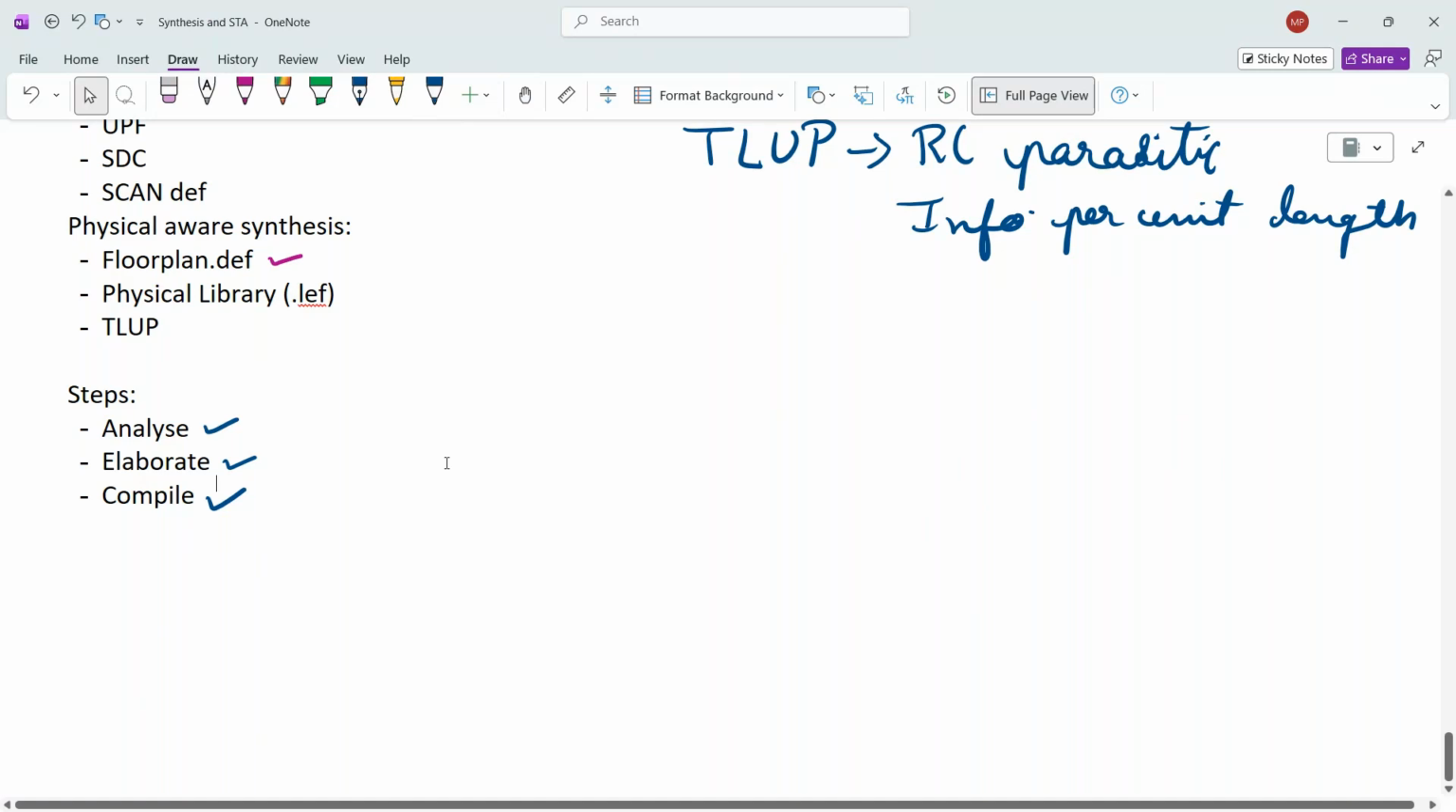Right. So these are the steps, and after these steps the output is generated. So we can do certain checks like timing, setup check, cap and RAN violation, and power report also we can check. Right. So these are the things that we are going to do in synthesis. We are going to discuss about it in detail.